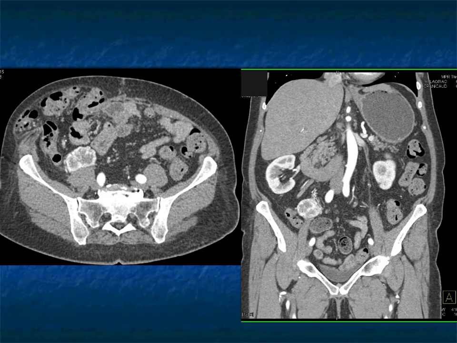Paragangliomas, which are extraadrenal pheochromocytomas, can occur in the para-aortic region, organ of Zuckerkandl, in the mediastinum, in the neck. Usually they occur more central when they're in the para-aortic region. This is a bit far out by the psoas muscle, but they can. And this was a great case of a paraganglioma.